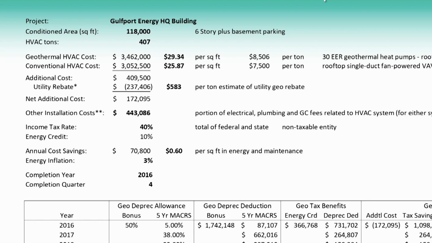The geothermal cost on this building was about $30 a square foot, $3.5 million. The conventional cost was a lot higher there because they're coming down from 6 floors, trying to pump air from the roof all the way down. Big duct work, big duct chases, high pressure ducts, high pressure fans. And so these were both very real numbers.